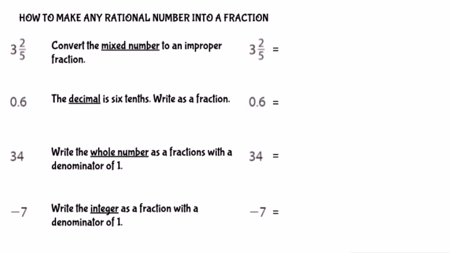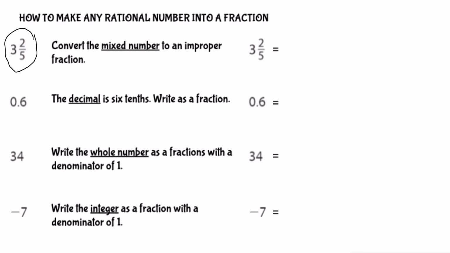I'm going to go to the next slide because I have it all spaced out a little bit better. It says how to make any rational number into a fraction. And then if you look at these 4 examples, I have underlined what the number is you'll be making into a fraction. So on the first one where it says 3 2/5, I'm asking you to convert the mixed number into an improper fraction. So you've seen, and you've actually done this before, 3 2/5 is just a mixed number. It's a whole number with a fraction attached to it.